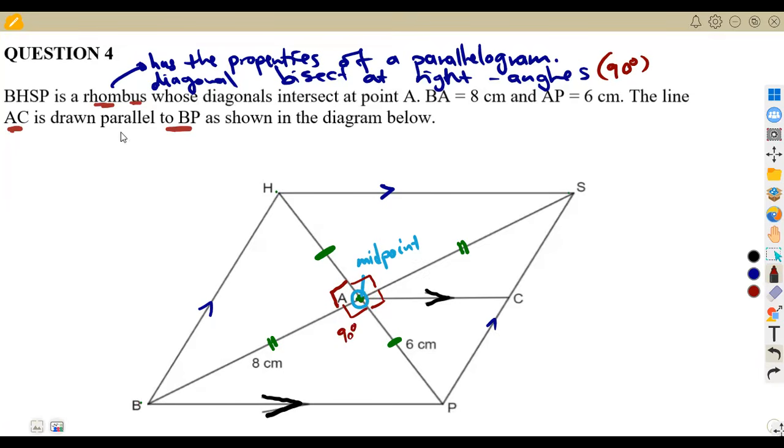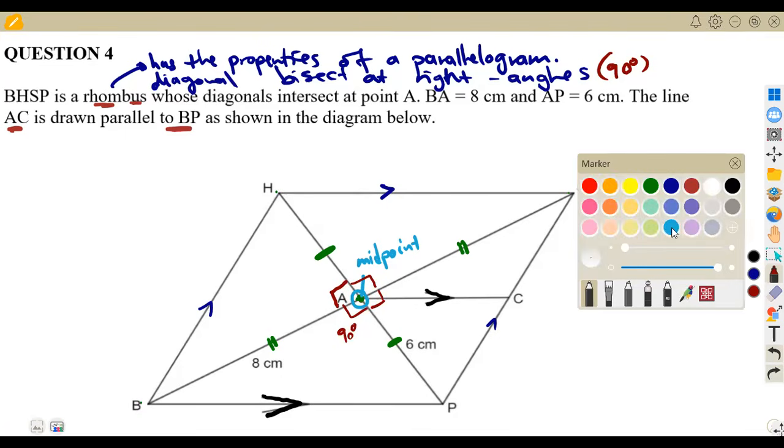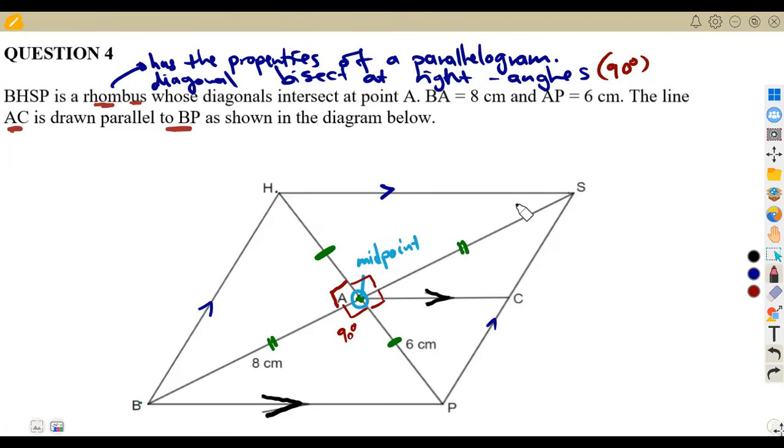These are the properties of a rhombus that you're supposed to know. And also talk about the sides. We know that the sides will be equal: these sides from H to S, from S to P, from B to P, from B to H. And also these diagonals bisect these angles that we are seeing here. These angles will be divided into 2 equal parts.